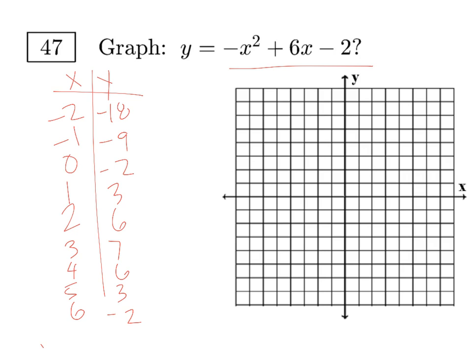So 0, negative 2, then we have 1, 3, then we have 2, 6, we have 3, 7, then we have 4, 6, then we have 5, 3, and we have 6, negative 2. See, it starts coming back down. And there's the graph of our parabola. All right. Whenever you're not sure of the quickest strategy to graph an equation, just use the t-chart and you'll eventually get there.